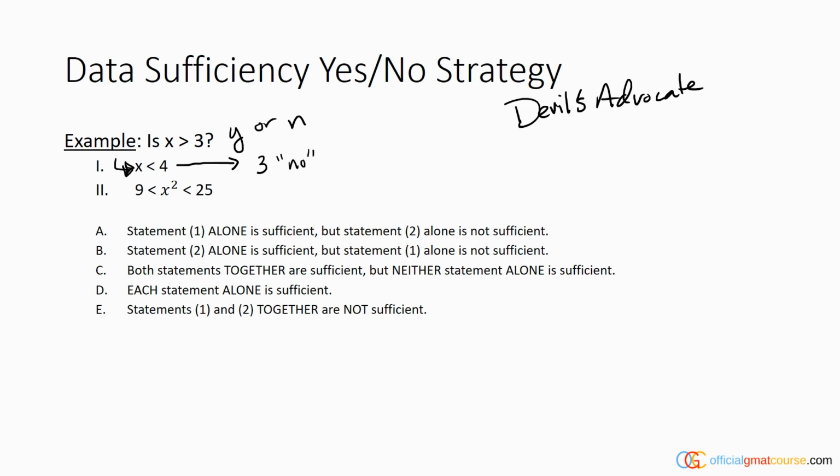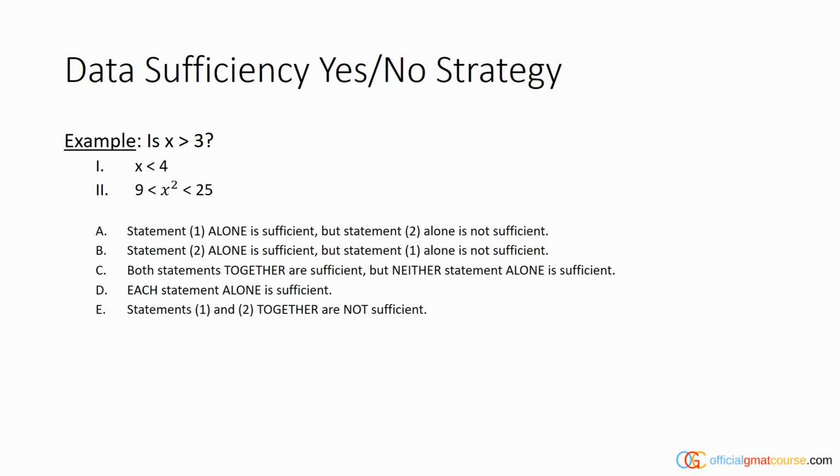Now that I've got a no answer, this is where I start playing devil's advocate. Can I get a yes answer? Because if I can get both a no and a yes answer to our question, then I don't have enough information to answer the question. So can x be something greater than 3 and still less than 4? Well, I'm going to test numbers between 3 and 4. And yes, x could be 3.5. So this proves that statement 1 was insufficient. It's insufficient because I don't know if the answer to my question is yes or no based on that hint alone.